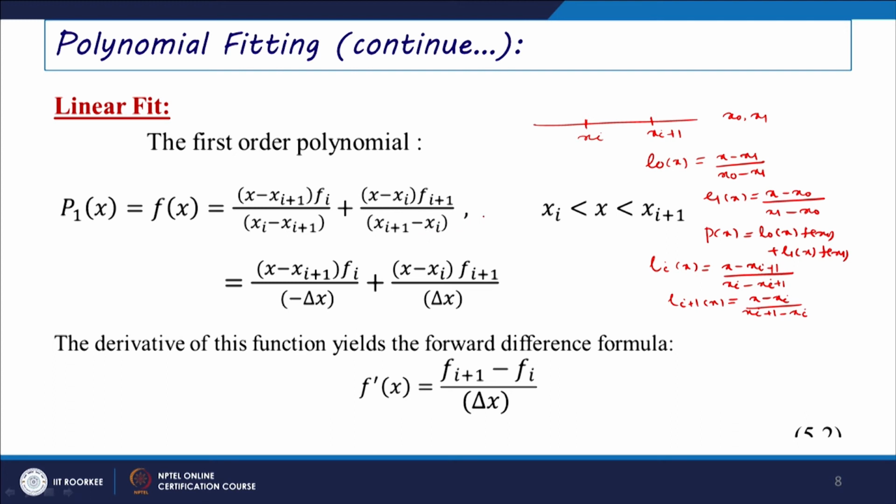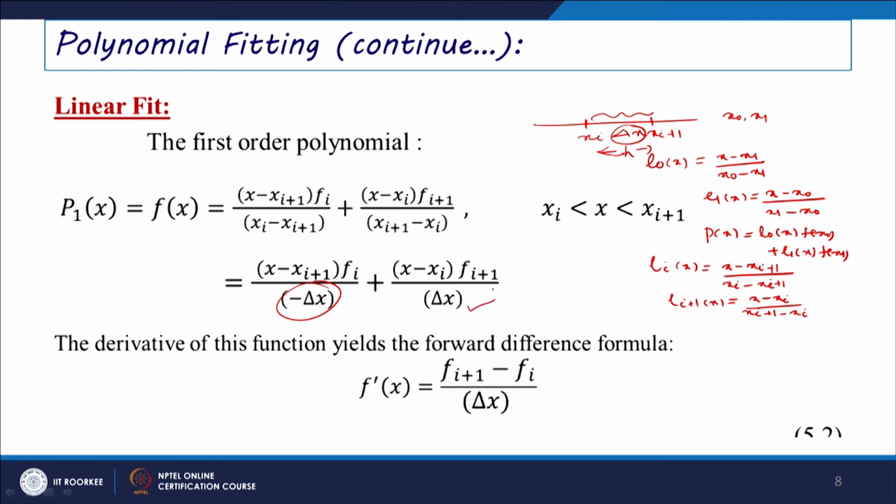And whenever we consider these differences, that is nothing but the del x size, or the space length, which we consider as h. So that is why we can write xi minus xi plus 1 as minus h or minus del x. So this complete formulation we can write as x minus xi plus 1 by minus of del x into f of xi, plus x minus xi into f of xi plus 1 divided by del x.